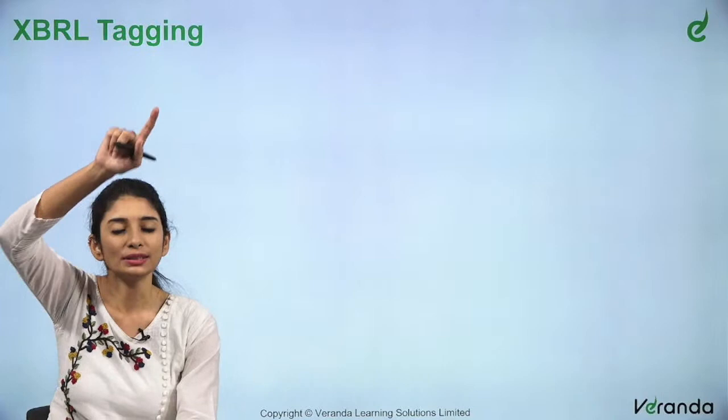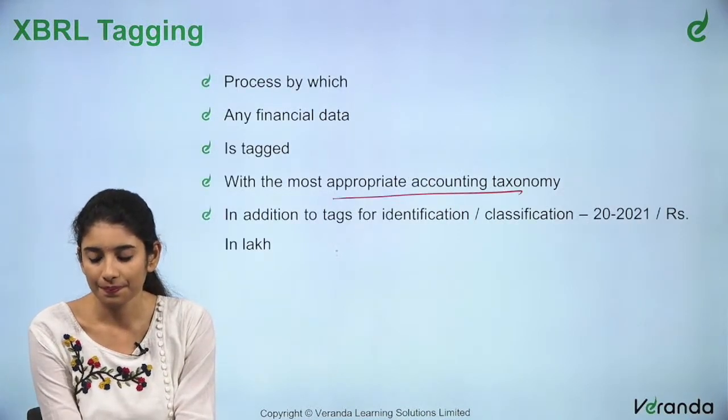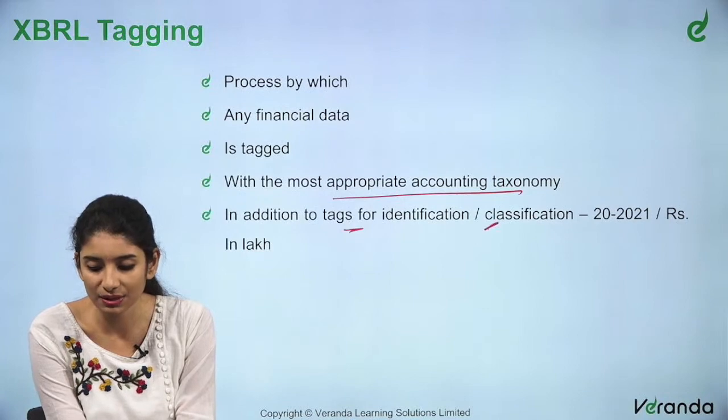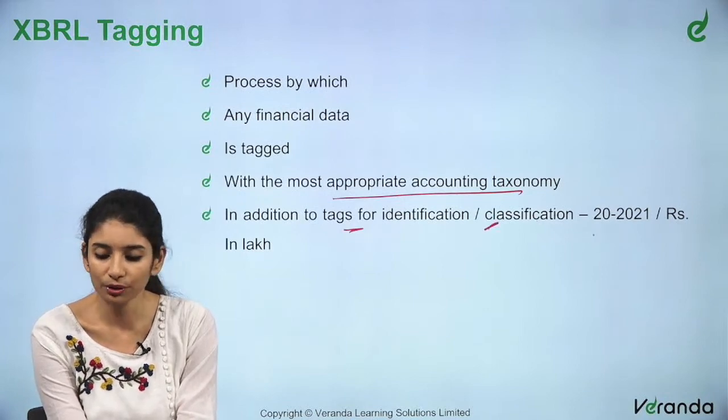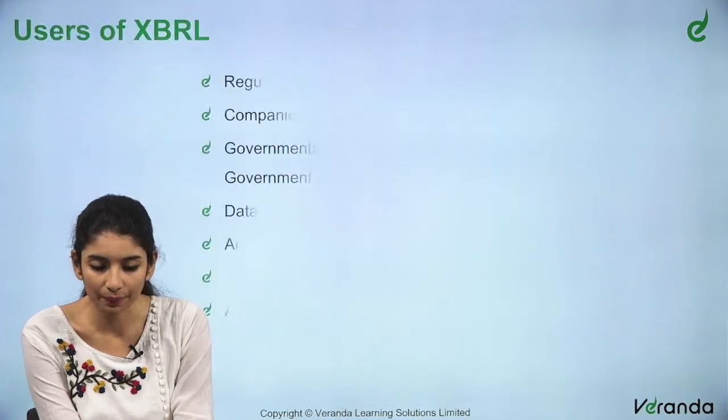Tagging is the process through which every word is tagged to its most appropriate taxonomy. Clear? In addition to tagging, I also have additional parameters such as classification. I want to put the year, I want to put rupees. I can do all of that using XBRL software.